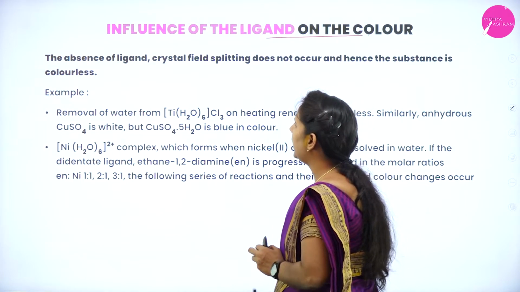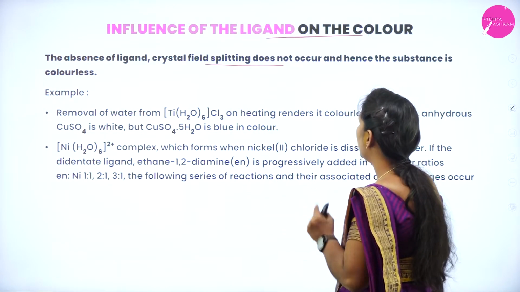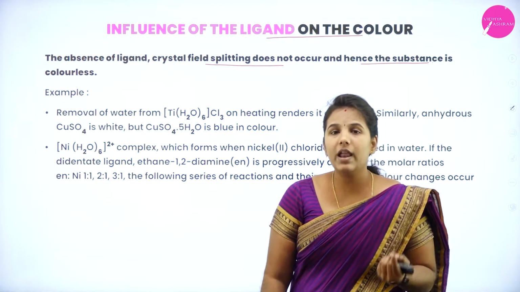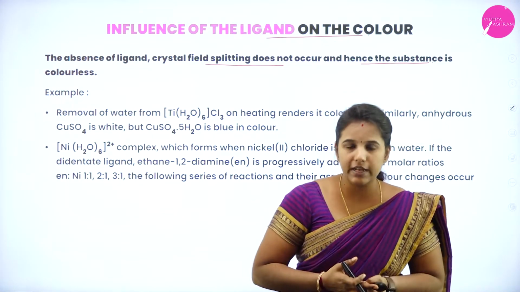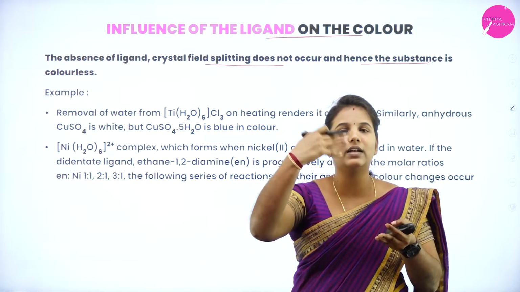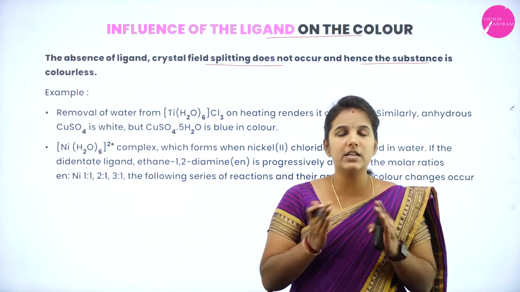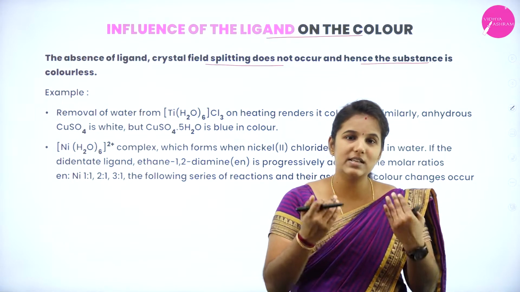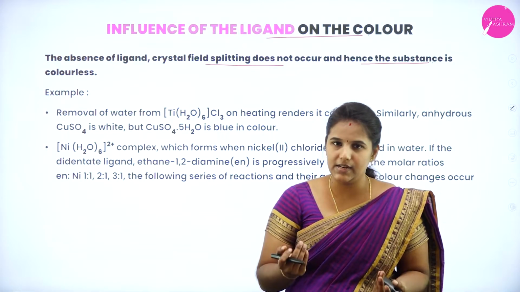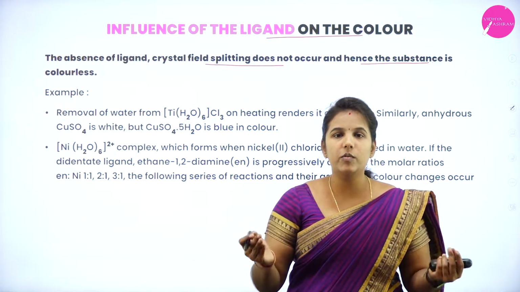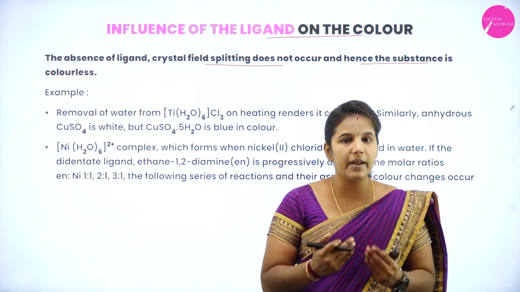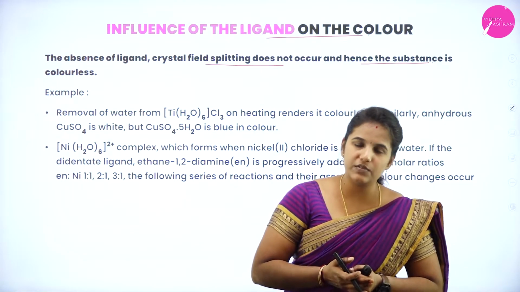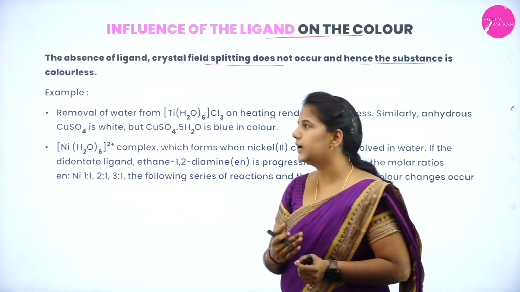In the absence of the ligand, the crystal field splitting does not occur, and hence the substance will become colorless. If there is no ligand, what will happen? There will be no approach to the central metal atom, so the central metal atom will not get shifted to the higher energy state, and there will be no splitting into EG and T2G if there is no ligand. Is it right? So the substance will become what? Colorless. Only when the ligand is there will there be approaches between the metal and the ligand, so that splitting of the metal ion into two sets of energy levels takes place and gives us a particular color.